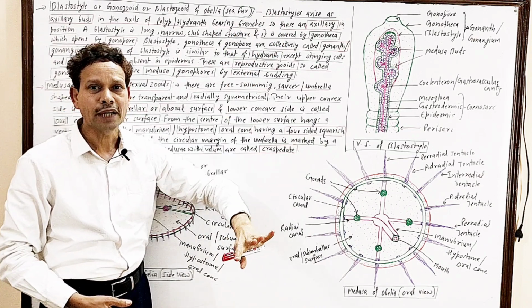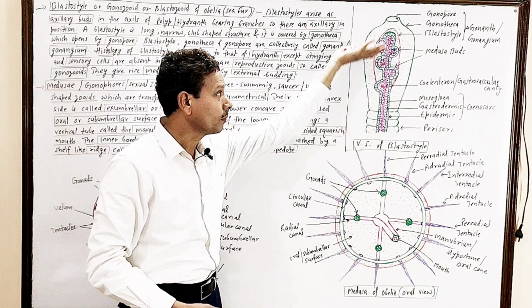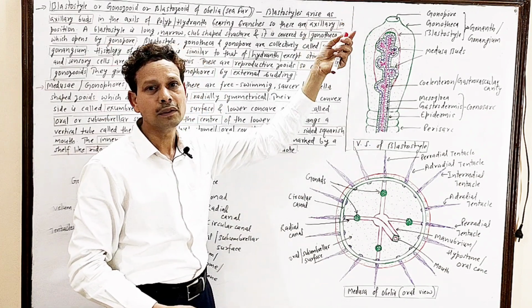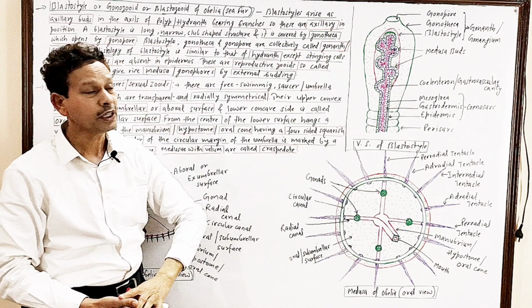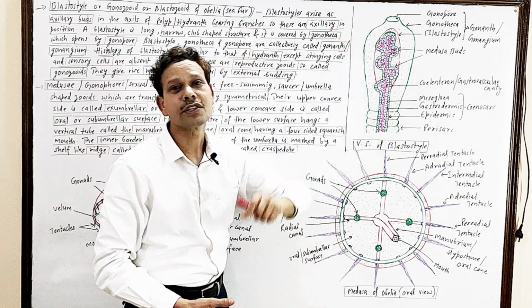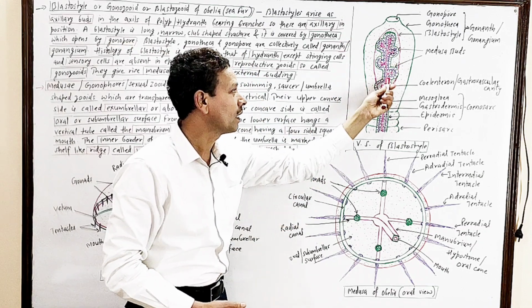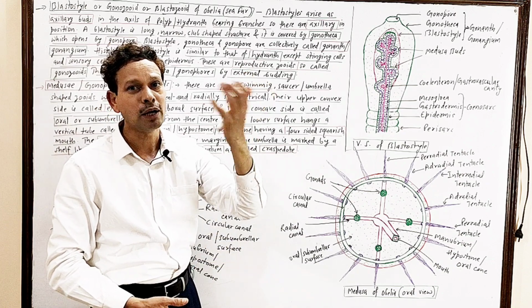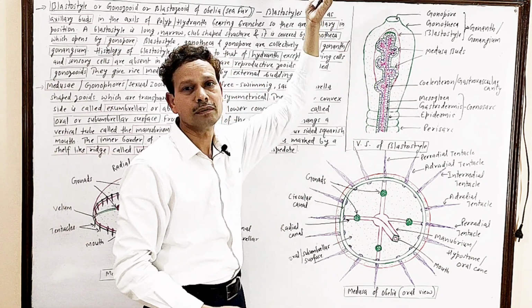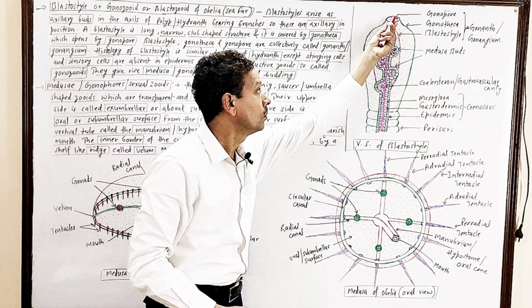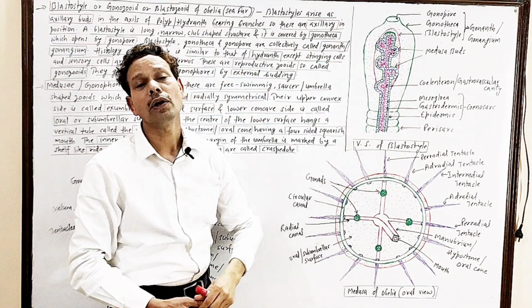This Blastostyle, from this diagram it is very clear. It is an elongated club-shaped structure, and this Blastostyle possesses external buds. These are Medusae buds, and mature Medusae are released in the seawater through this aperture, it is the gonopore.